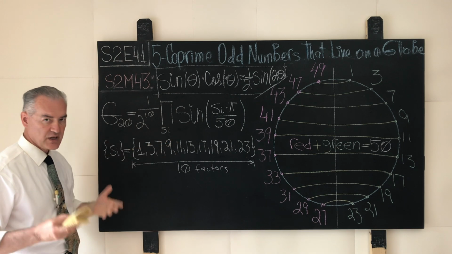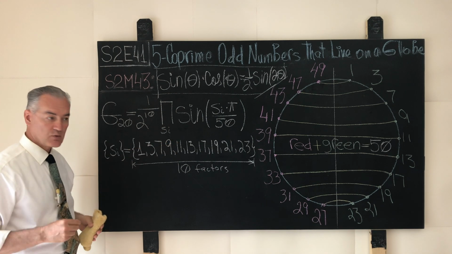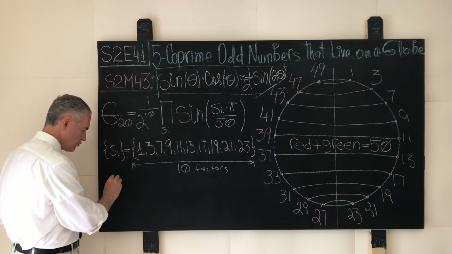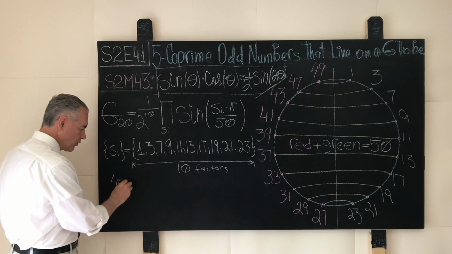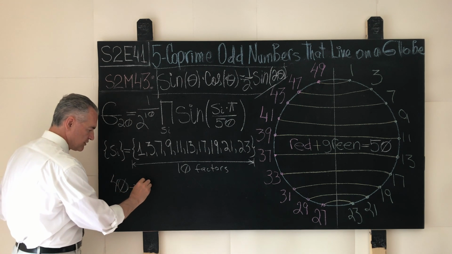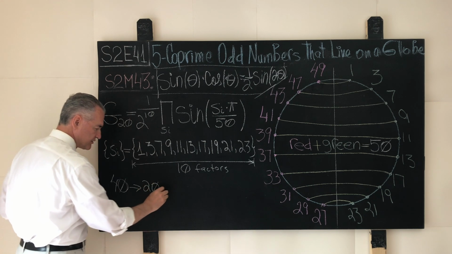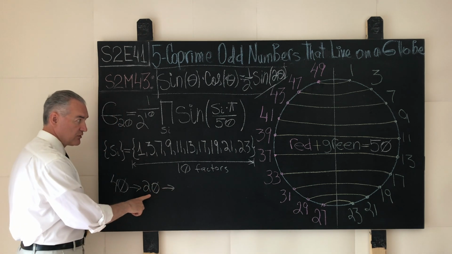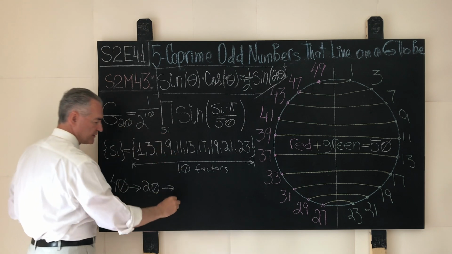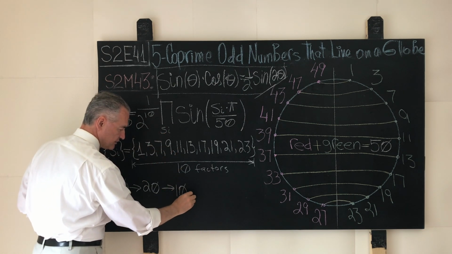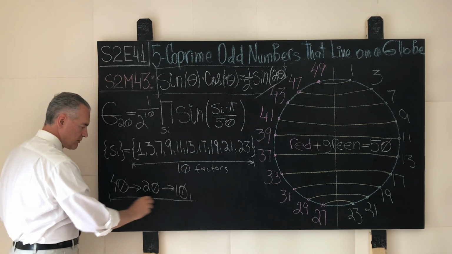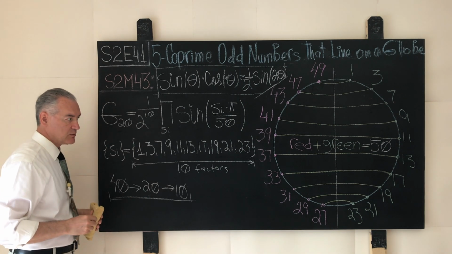We reduce it further, and according to the reduce and conquer problem solving approach, we went from 40 factors, then we went to 20 factors, and now from 20 we went to 10 factors. 10 factors in our product. This is also a manifestation of the reduce and conquer problem solving approach.